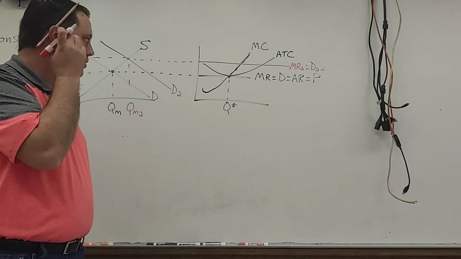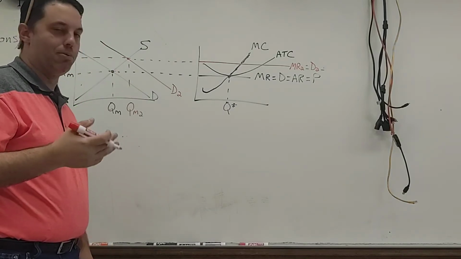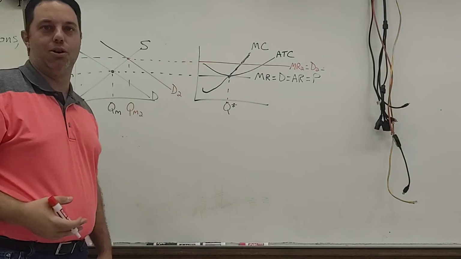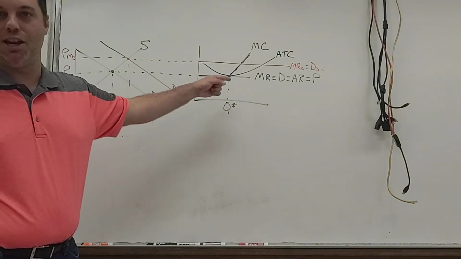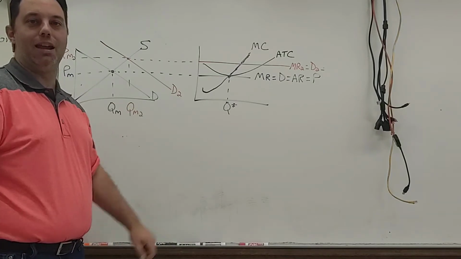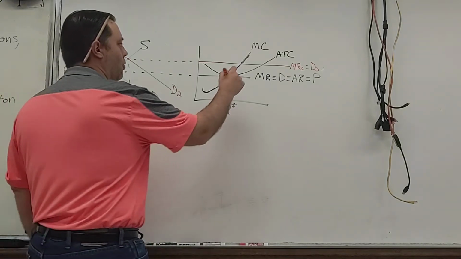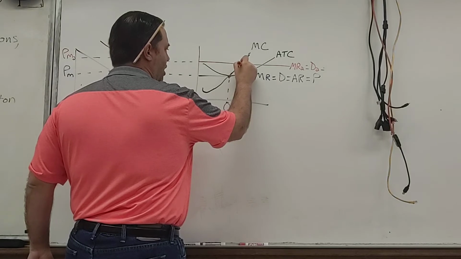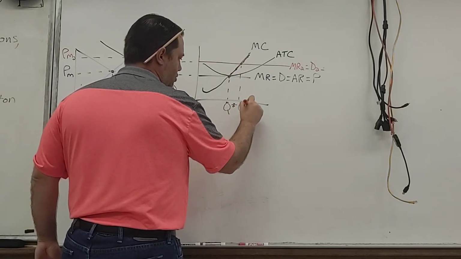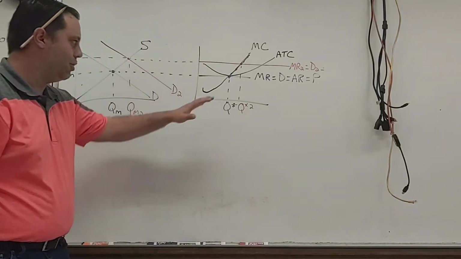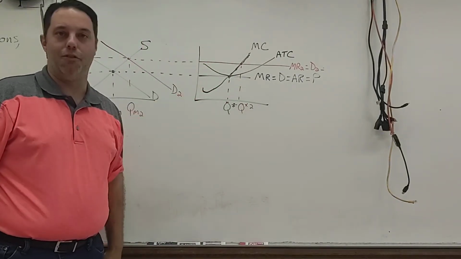The next part of this would be, all right, where is our new profit max point? Well, profit max always happens where MR equals MC. We've got a new MR. Did anything change with MC? Nope. Everything's the same there. So this is our new profit max point. We can call it Q star 2 if we want, however you want to do it, okay? But there's our new profit max point.